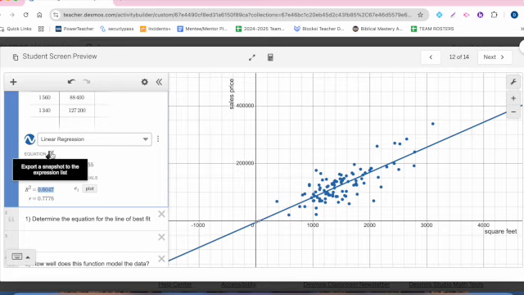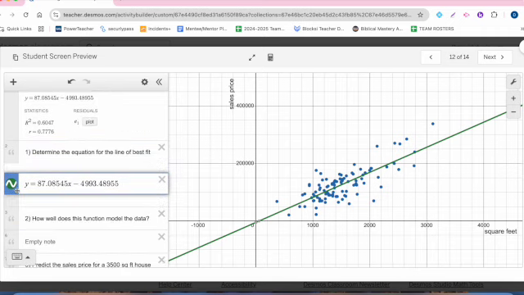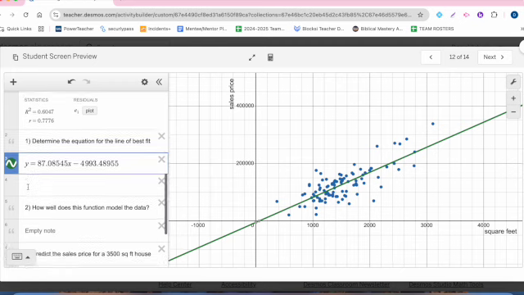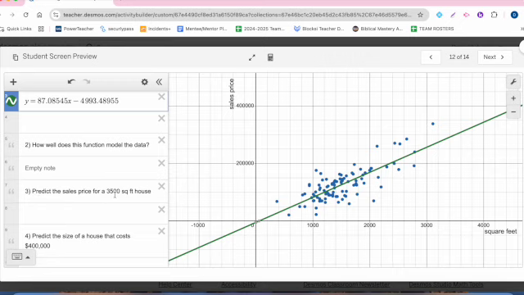I can click this button to make the equation. This is my function for my line of best fit. We talked about how well it models the data. Let's predict the sales price for a 3,500 square foot house. Again, remember, this is the whole reason we really do this, right? It's interesting to come up with a line that models the data, but the real power in this is that now we can make predictions, right?